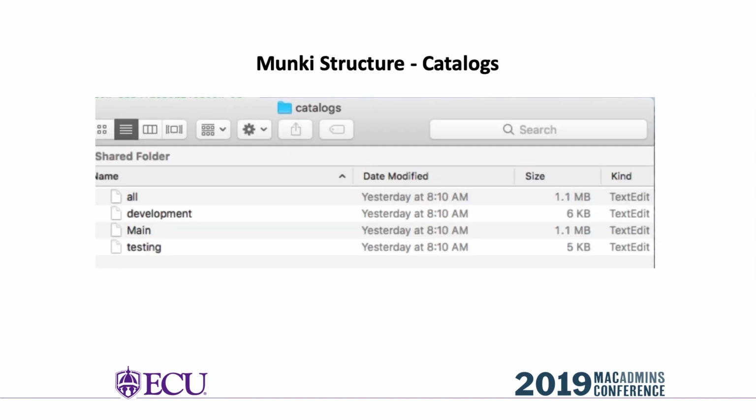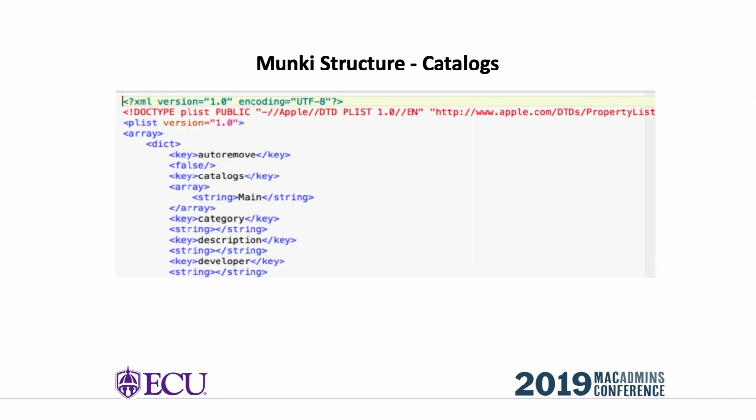So just like manifests, they look very similar to manifests. They are in a plist layout. The first one is auto remove. That one's set to false, and then you get to catalogs, with this particular one being main, and have a couple more descriptors down there below.